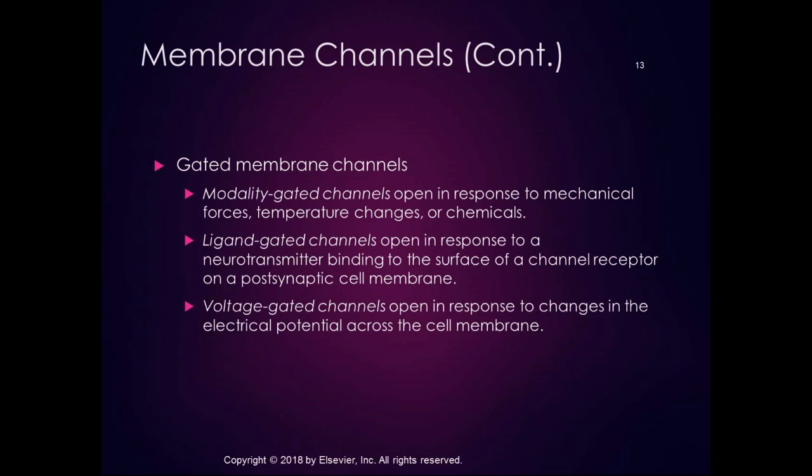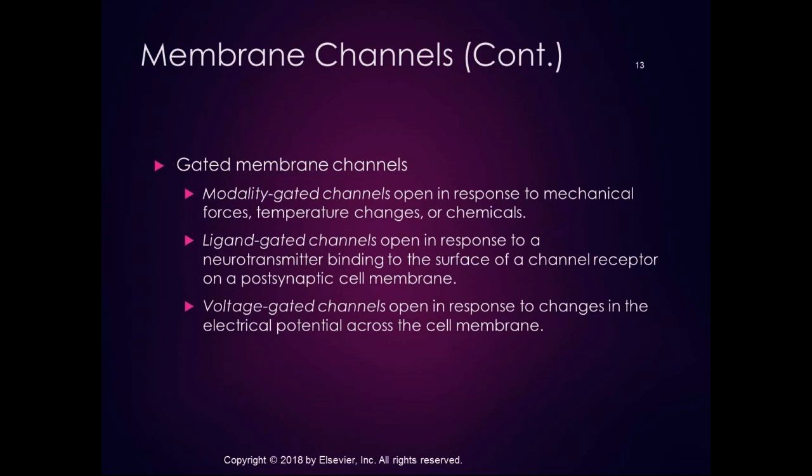Voltage-gated channels open in response to changes in the electrical potential across the cell membrane, and those open and close almost instantaneously. They're important in the formation of action potentials and the release of neurotransmitters. So we'll talk more about how the voltage change propagates down the neuron. But those voltage-gated channels are really important in that propagation of the membrane.